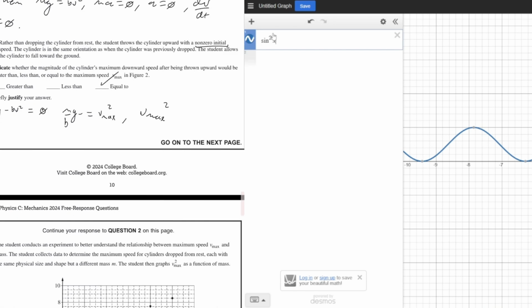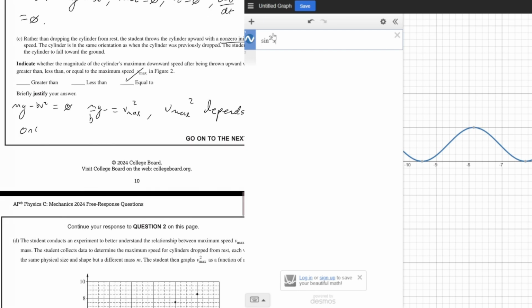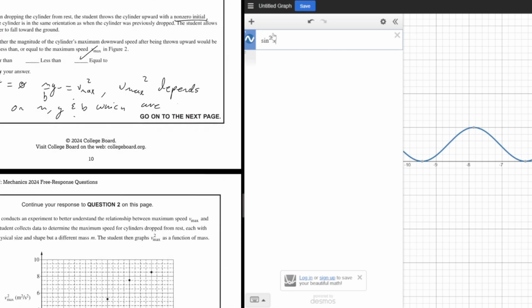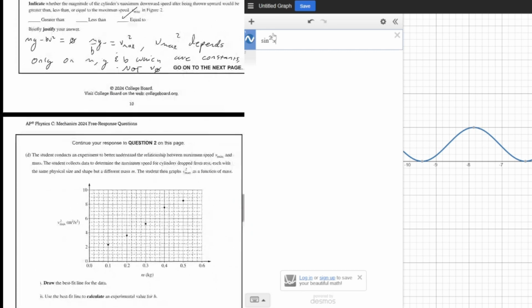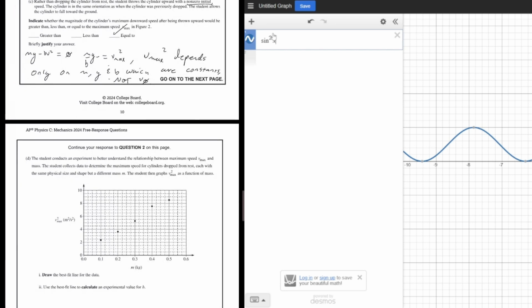v max squared depends only on m, g, and b, which are constants. Not v naught. Done. And that makes sense, right? Because if you throw something up, gravity will do work to pull it back down. But then at that highest point, the velocity will be zero. So it's as if we're starting with zero anyway, right? That's when force drag starts to kick in. That's when we care about it.